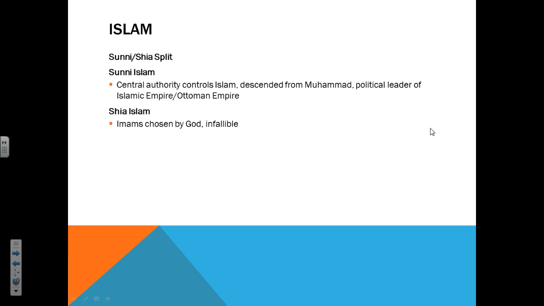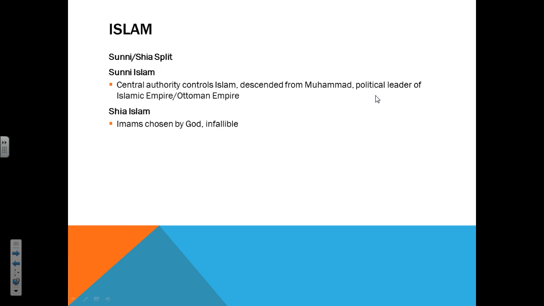So it was one unified religion, and then after Muhammad, the prophet who founded Islam, passed away, there was a political division within Islam along tribal lines. And what ended up happening is you have Islam that splits into two different denominations: Sunni Islam, which is the more prevalent of the two, and Shia Islam. Sunni Islam holds central to it this belief that there is a central authority that controls Islam, known as the Caliph. And the Caliph is descended from Muhammad, the political leader of the Islamic Empire and the Ottoman Empire later on.